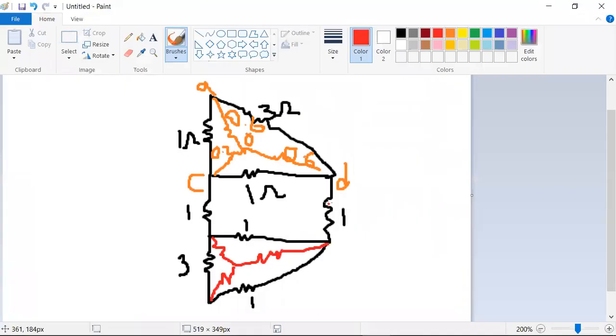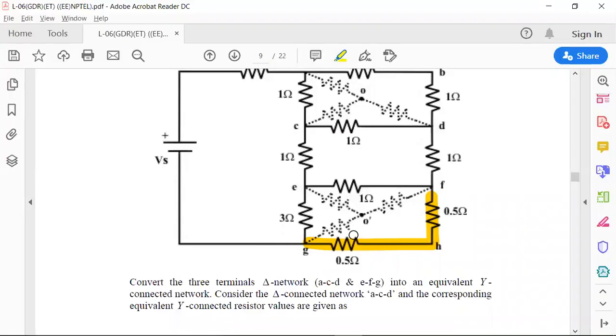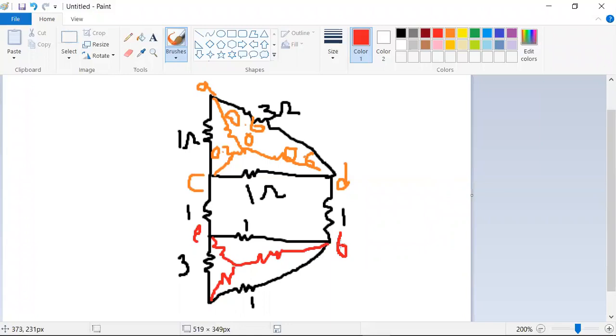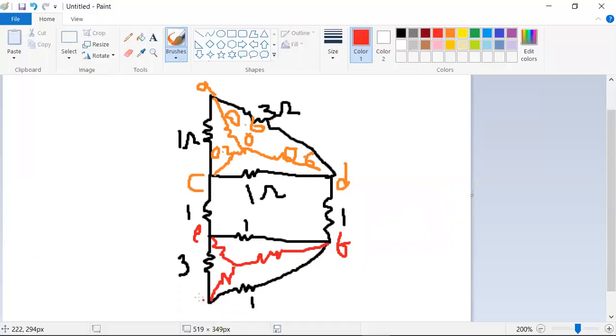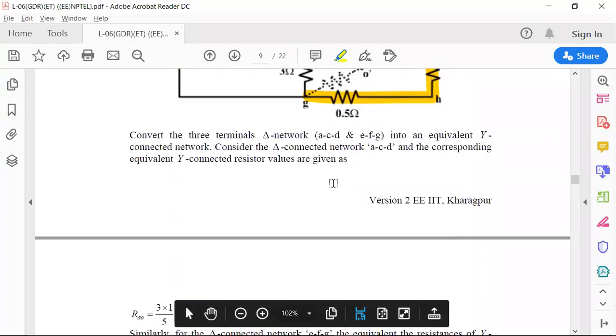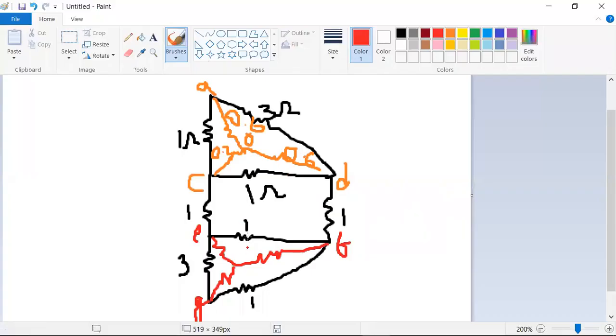So what are the points? The points are E, F, and G. This is point G. Now let me apply the delta to star transformation. 3 into 1 by 5 is 0.6. This is 0.6.